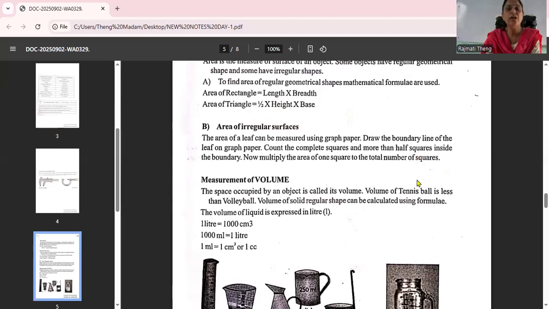Now area of an irregular surface: we use graph paper, and we draw the boundary line of the irregular object, and we count the complete squares and those more than half squares. Now multiply the area of one square by the total number of squares.